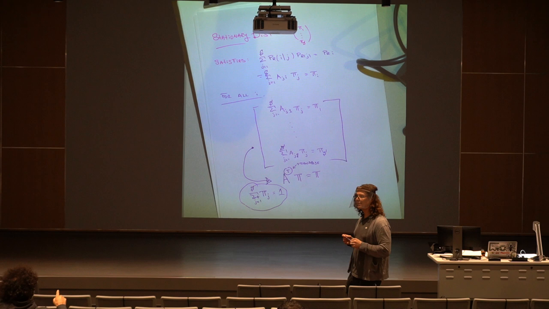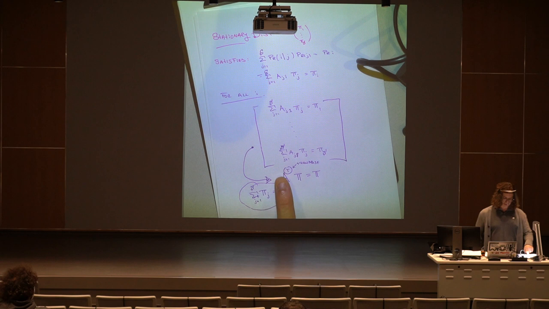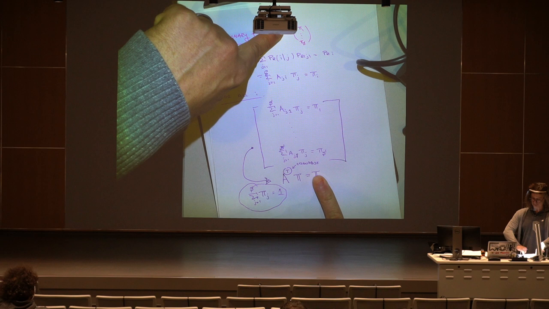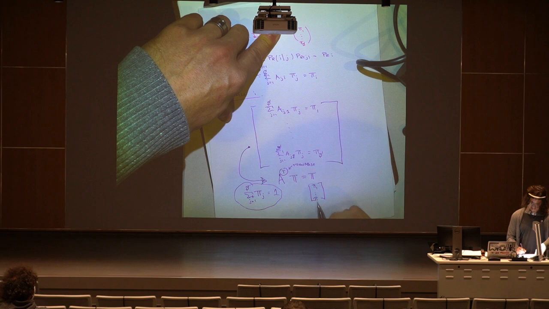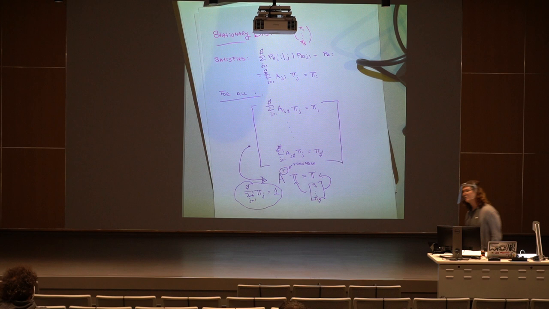What's that? We need to differentiate between the two pi's. Now, because this is a matrix, and this is a vector. So it's the whole vector. That's the whole matrix. This is a vector. This is the vector for state pi. The other one is for state k. That's that, and that's that. They're the same vectors. It's the whole vector.